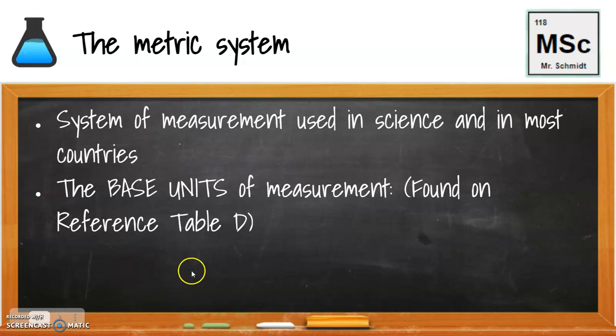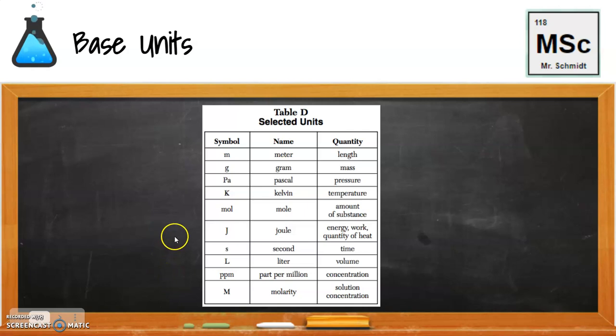The base units of measurement are found in reference table D, which looks like this. The ones I really want you to make sure you pay attention to, at least for the time being, are meter, gram, and down here, liter. Meter has a symbol M, and it's a unit for measuring length. Gram has a symbol G, and it's a unit for measuring mass. And then liter has a capital letter L, and it's a unit that's used for measuring volume.